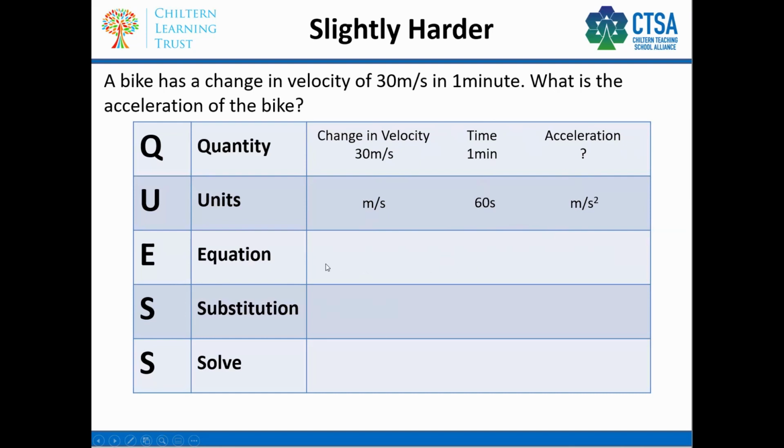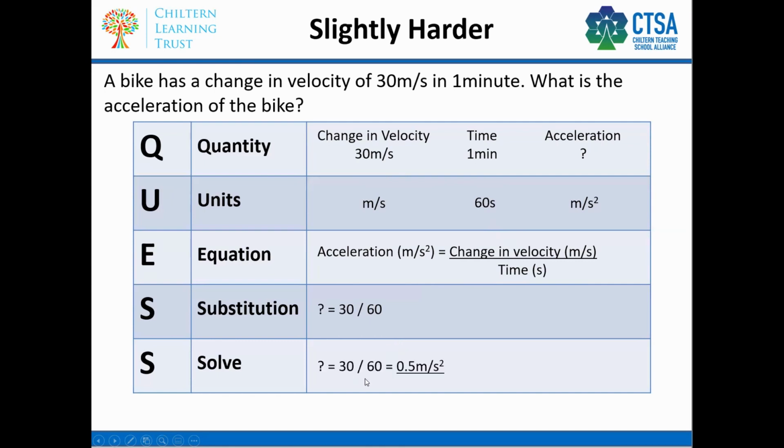I'm then going to identify the equation that goes with these three quantities. So I know that my equation is acceleration is equal to change in velocity divided by time. I can then substitute in. So I get acceleration, question mark, is equal to 30 for the change in velocity divided by 60 for the time. So question mark equals 30 divided by 60. And again, I can just type that into my calculator. There's no rearranging needed. And that gives me 0.5 meters per second squared.